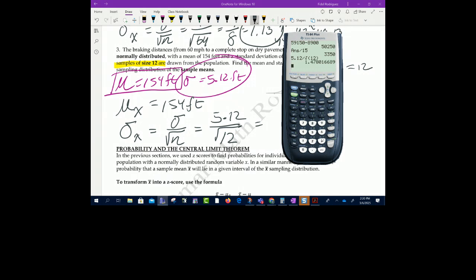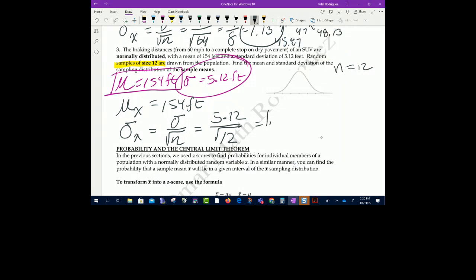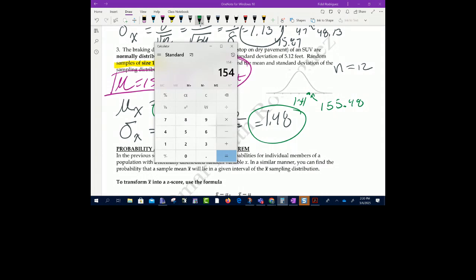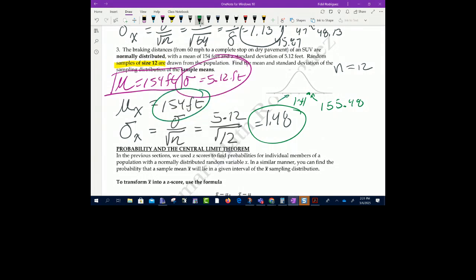And y'all, if I were to go to 2 decimal places, what do you think? 1.47, 1.48? 1.48, right? Okay. So y'all, what are we saying here? Remember, my average is still 154. This number right here would be 155.48. You're like, how'd you get that? Because we took 154 and we added 1.48 to it, right? And then we could take 154 and subtract 1.48, and this number right here would be 152.52.